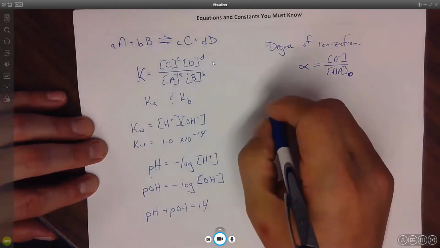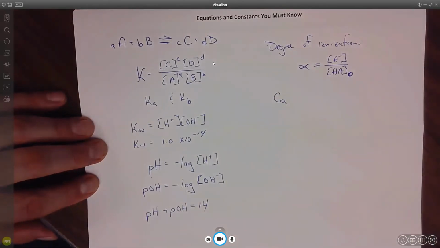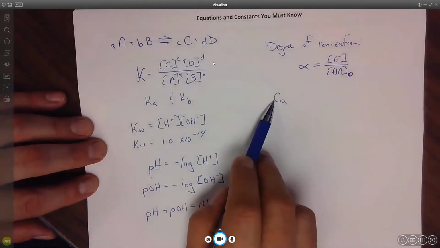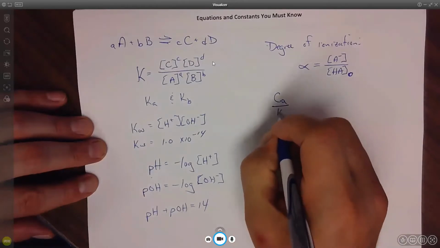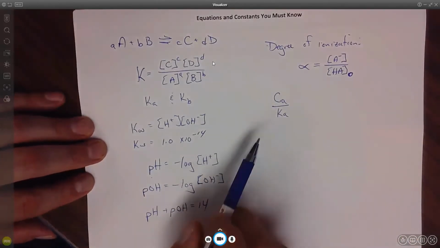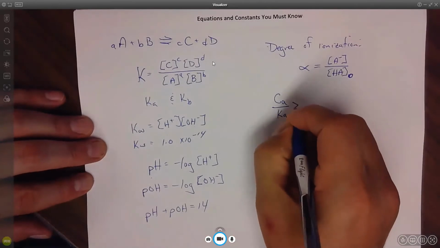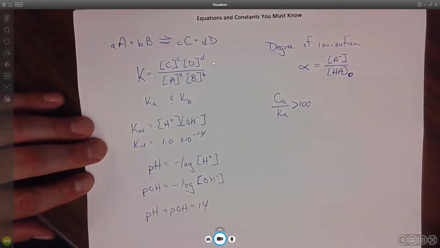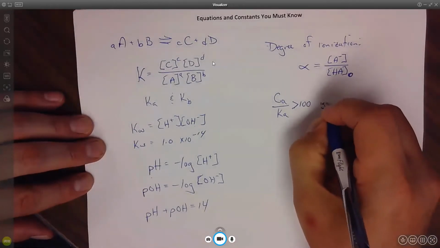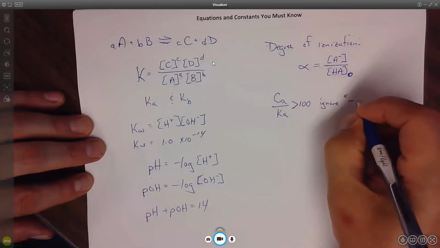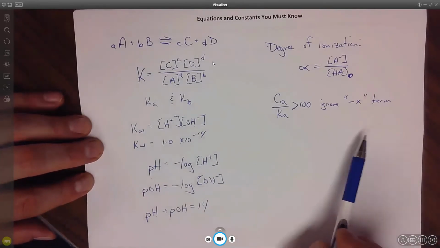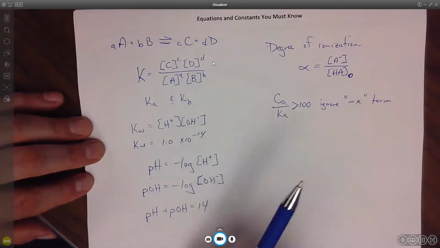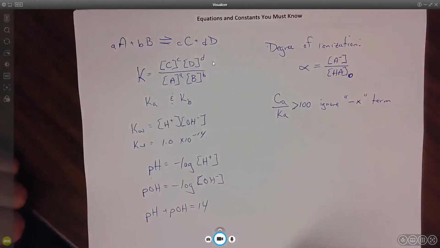And we're going to use a ratio where we simply take the concentration of the acid, that's the initial concentration of the acid, so that's this guy here, okay? That's the initial concentration of the acid divided by its equilibrium constant. In this case, I'm talking about acids. Now, if that ratio is greater than 100, we're going to be able to ignore the minus X term. This will make more sense once I show you some examples of it, but we're going to be able to ignore the minus X term, which is going to allow us to not have to use the quadratic formula.